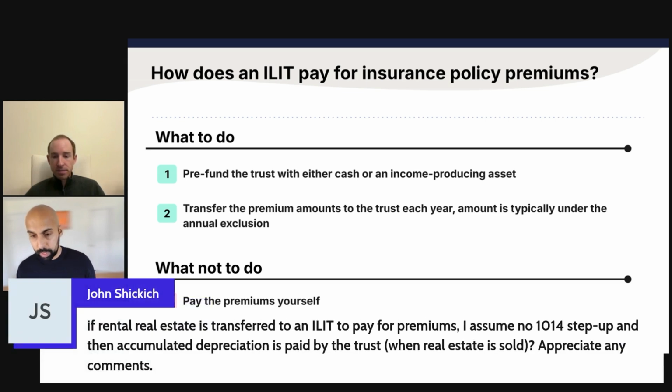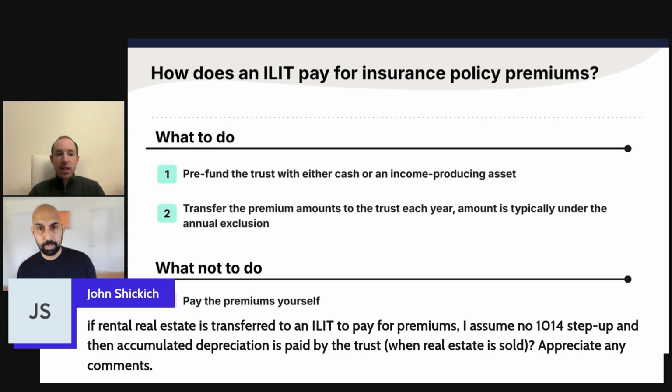There's another question from John, before we get into this case study, about whether rental real estate is covered. Essentially, with income option one here, you're pre-funding the trust with real estate that generates income to pay for the premiums. Is there a 1041 step up, and who pays the accumulated depreciation when the real estate is sold? So the trust is outside of your estate, and if you died with the trust owning the real estate, there's no basis step up. There's a couple of things here though. The ILIT would be what's called a grantor trust, which is ignored for income tax purposes, although it doesn't qualify for the basis step up.